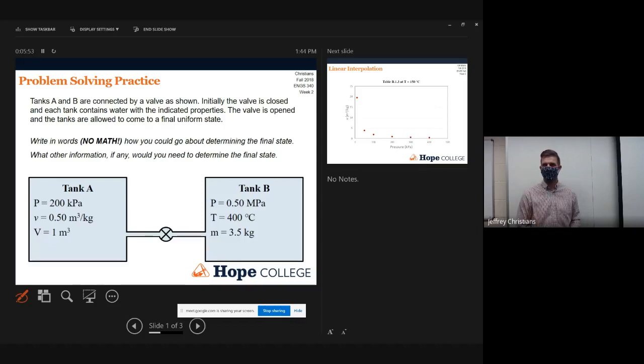Yeah, Jack? Can you use P and T in tank B to find the specific volume and multiply the mass to find the total volume? Yeah, exactly. We do need to find the volume of tank B. So we can use pressure and temperature to find the specific volume of B, and then use that to find the total volume of B. So I'll label that maybe our first step.